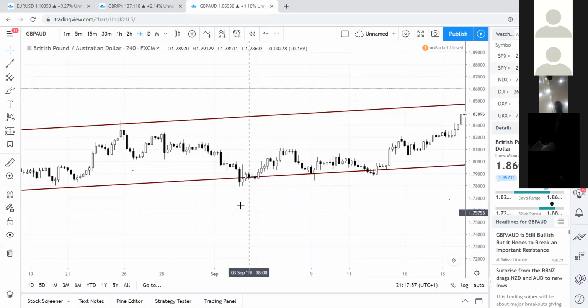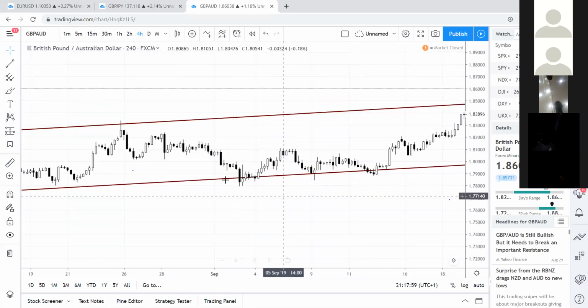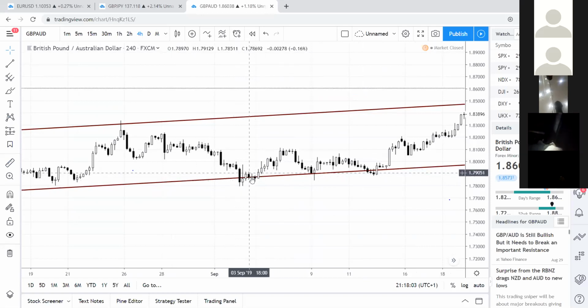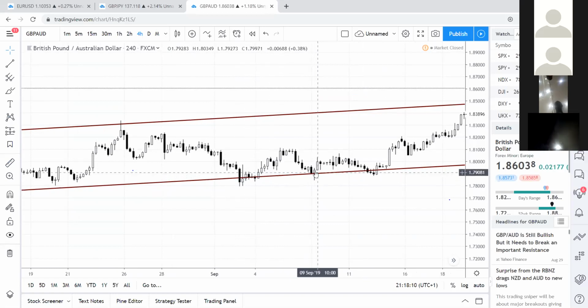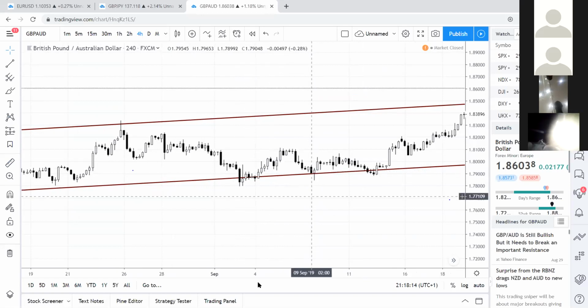Now it has gotten to this point. I didn't see any reversal candle here. Yeah, it came back down. Now I can see a reversal candle, another hammer. You can see the long wick and the edge. That hammer shows a rejection.